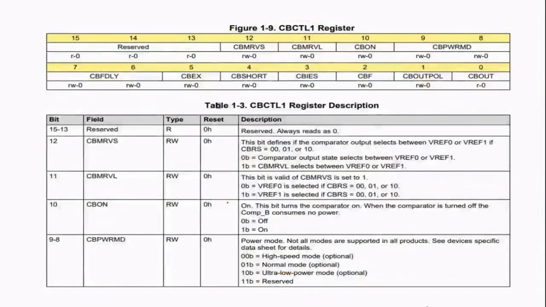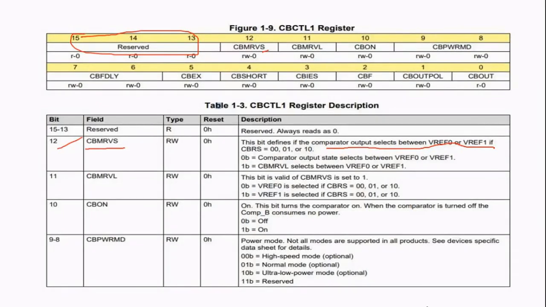Now next is the CBCTL1 register. This is also a 16-bit register. All the bits which are vacant, that is the reserved part, we can consider 0. Bits 15 to 13 are reserved, leave them. Now comes the 12th bit, that is called CBMRVS. This bit defines if the comparator output is selected between VREF0 or VREF1.